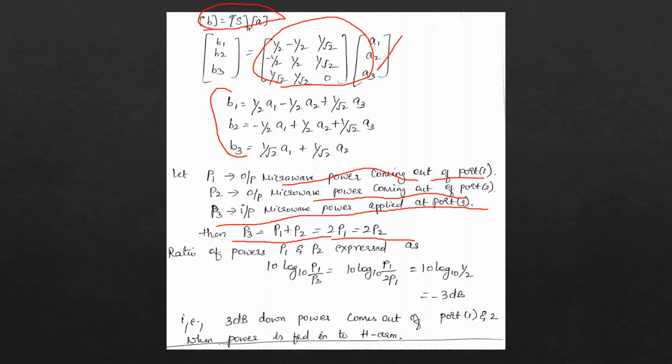The ratio of the powers P1 and P3 expressed as 10 log to the base 10 of P1 by P3 is equal to 10 log to the base 10 of P1 by 2P1, that is equal to 10 log to the base 10 of 1 by 2. The value of this particular expression will be minus 3 dB. That is, 3 dB down power comes out of port 1 and port 2 when power is fed into the H arm, that is port 3.